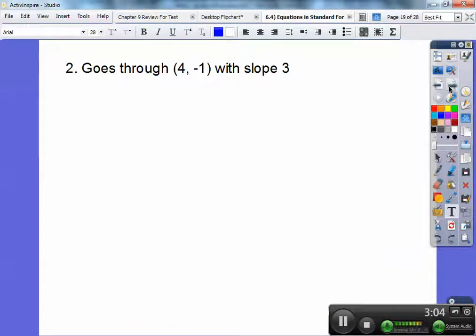Okay, so this time it goes through 4 comma negative 1 with slope 3. Now we can bypass finding the slope because they gave us the slope. So we're going to put it in point-slope form right here. So y minus y sub 1, y minus negative 1 is y plus 1, equals the slope times x minus x sub 1, so x minus 4. I'm going to distribute the 3 through the parentheses, then subtract 3x and subtract 1, and you should get that equation right there.